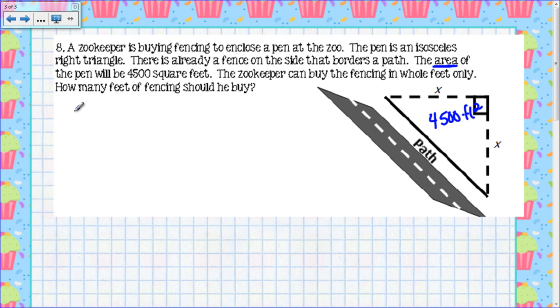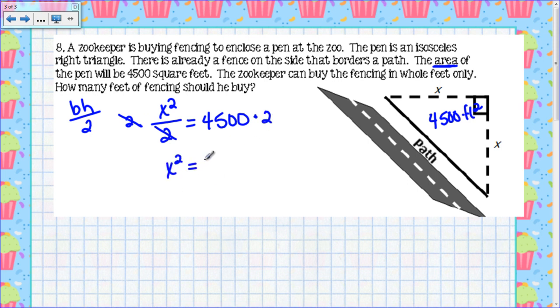I know to find the area of a triangle, it's base times height divided by 2. So I'm going to plug in what I know. My base and my height are the same thing, and so x times x makes x squared. So I have x squared divided by 2 equals 4,500, because that's what they told me in the problem was the area of the pen. Well, to get x squared by itself, I'm going to multiply both sides by 2 so that I don't have this fraction any longer. So I have x squared is equal to, well, 4,500 times 2 is going to be 9,000. And then I have to take the square root of both sides.